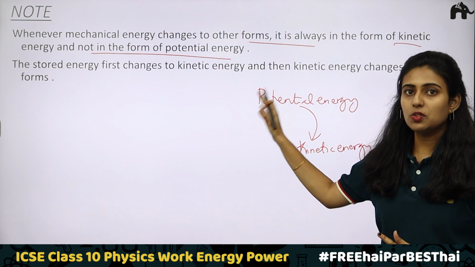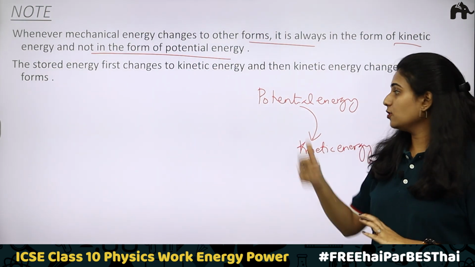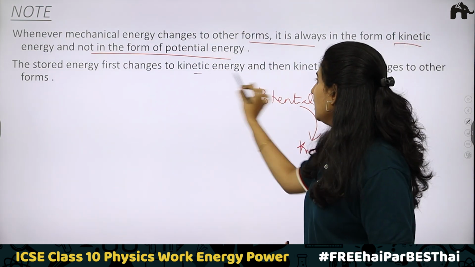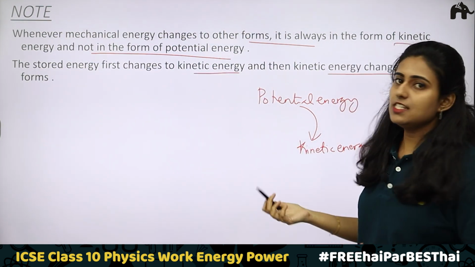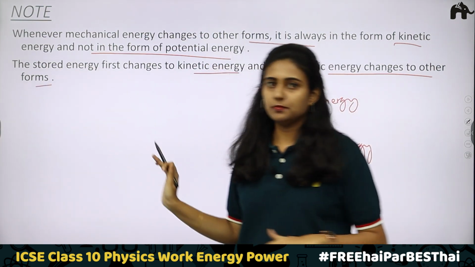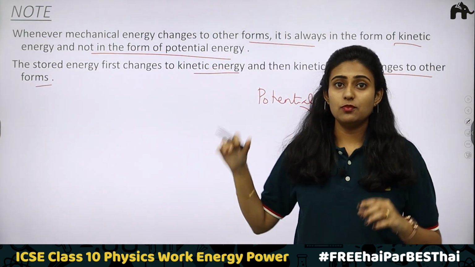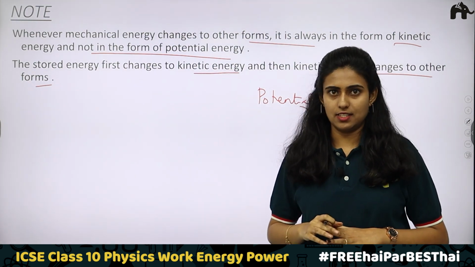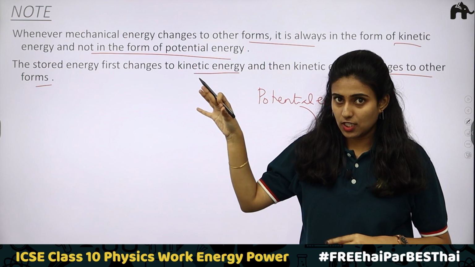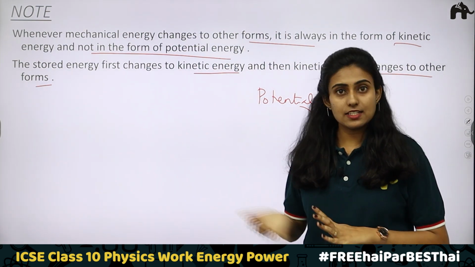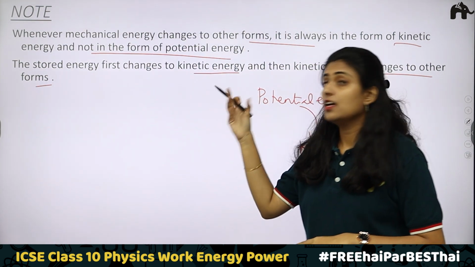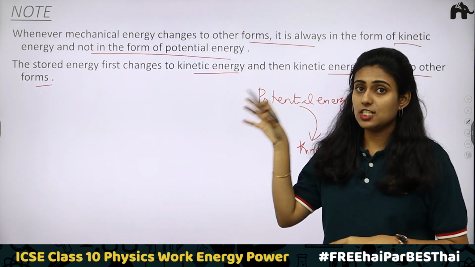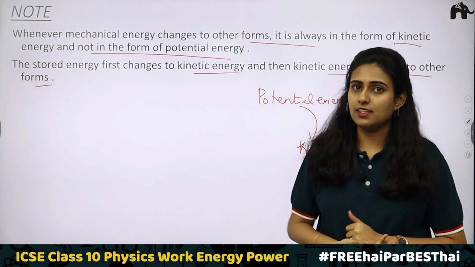Potential energy on its own cannot produce other forms of energy. It should first get converted to kinetic energy. The energy stored first changes to kinetic energy and then kinetic energy changes to other forms. Okay. Just remember the example in which water is stored in dams. How? They can be used to produce electricity. The stored water has potential energy. It cannot produce electricity on its own. The stored potential energy should be converted to kinetic energy first.